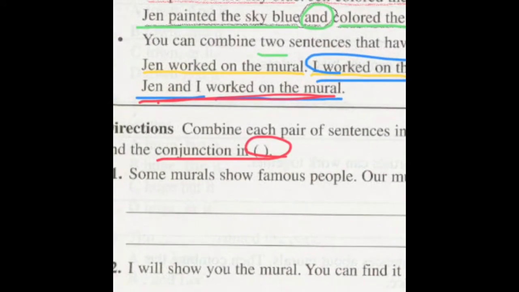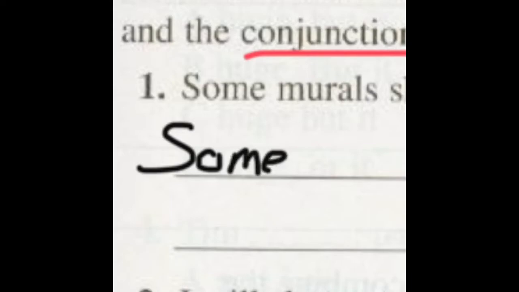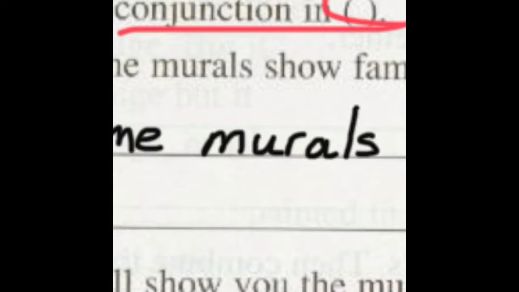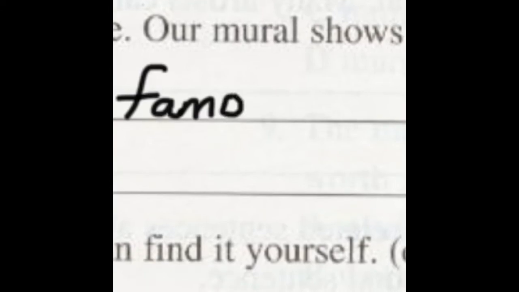Some murals show famous people. I'm going to write that. Now as I'm writing it, a mural, if you're unfamiliar, is typically a big painting done on a wall of maybe a building. So it could be the inside of a building, might be the outside of a building. Typically they're very large paintings. So some murals show famous people. And I'll finish that up, famous people.